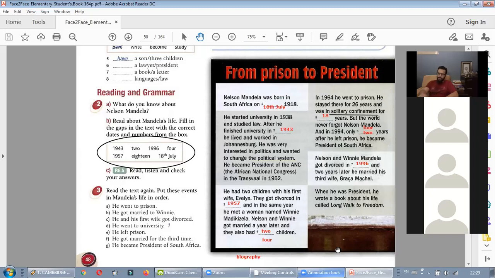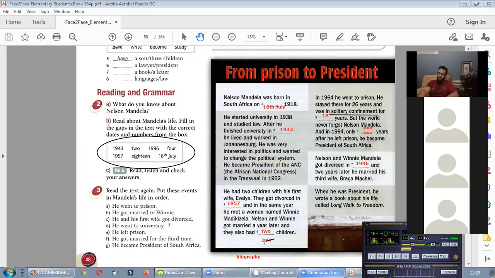In 1964, he went to prison. He stayed there for 26 years and was in solitary confinement for 18 years. But the world never forgot Nelson Mandela, and in 1994, only 4 years after he left prison, he became president of South Africa. Nelson and Winnie Mandela got divorced in 1996, and 2 years later, he married his third wife, Graça Machel. When he was president, he wrote a book about his life called Long Walk to Freedom.